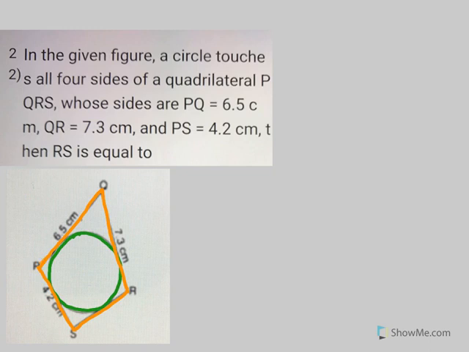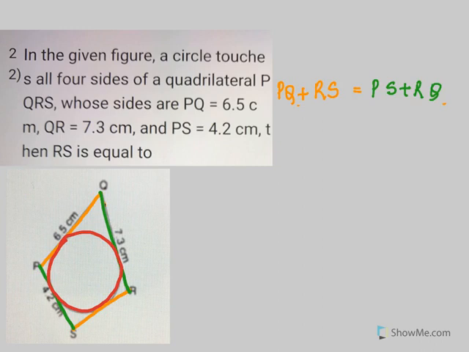You have proved that the opposite sides, means PQ, this is PQ here, plus SR will be equal to the sum of the other 2 opposite sides, that is PS plus RQ. That property we must remember, and you have proved it in the NCERT.